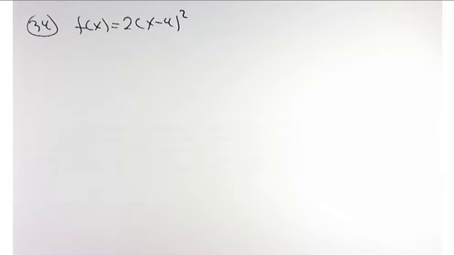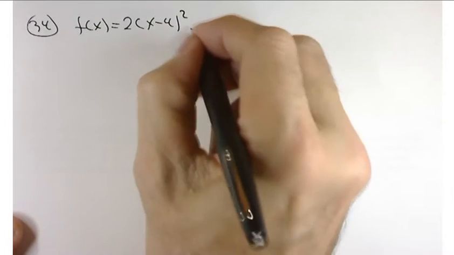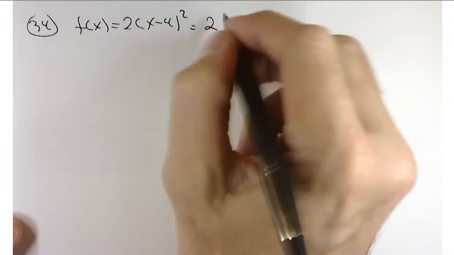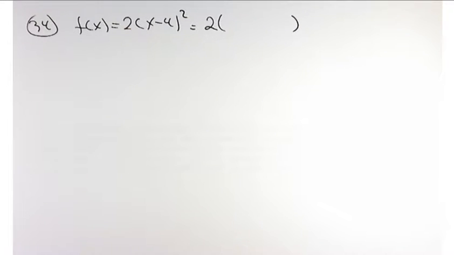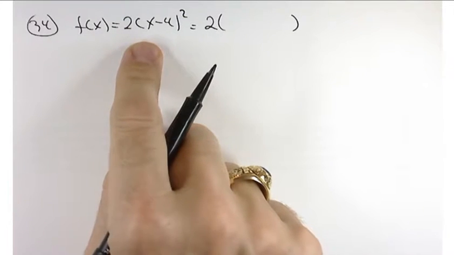You're not going to be able to differentiate this as it stands. You don't have what's called the chain rule yet. So in order to differentiate this, we have to manipulate a little bit. What do you think that's going to entail? Yeah, we're going to have to square that out and then distribute the 2. So when you square out x minus 4, what do you get?